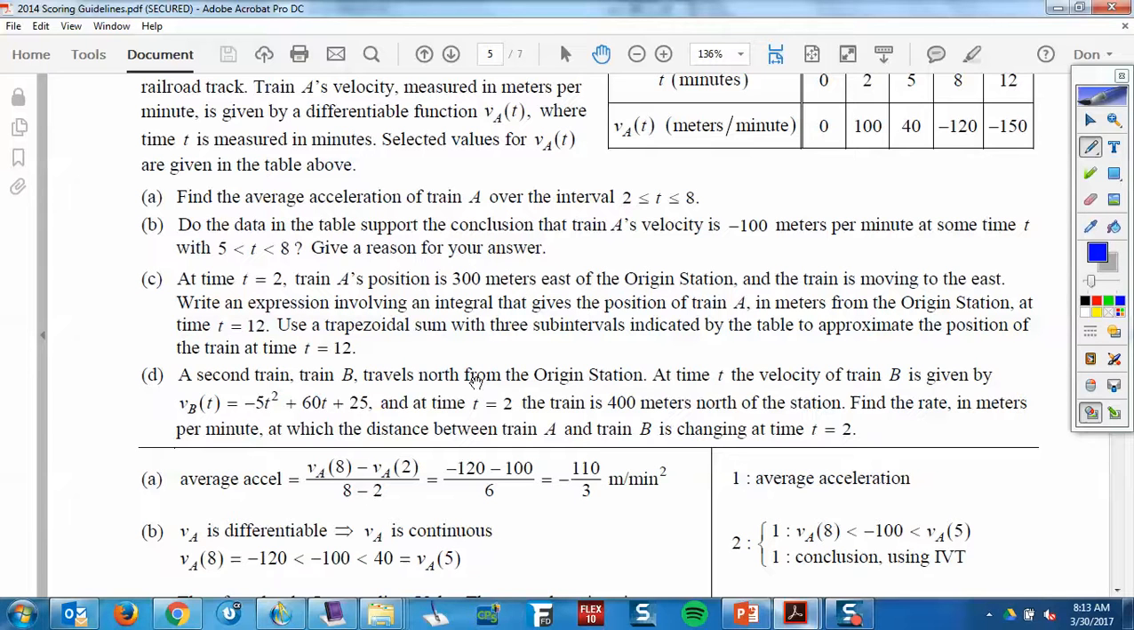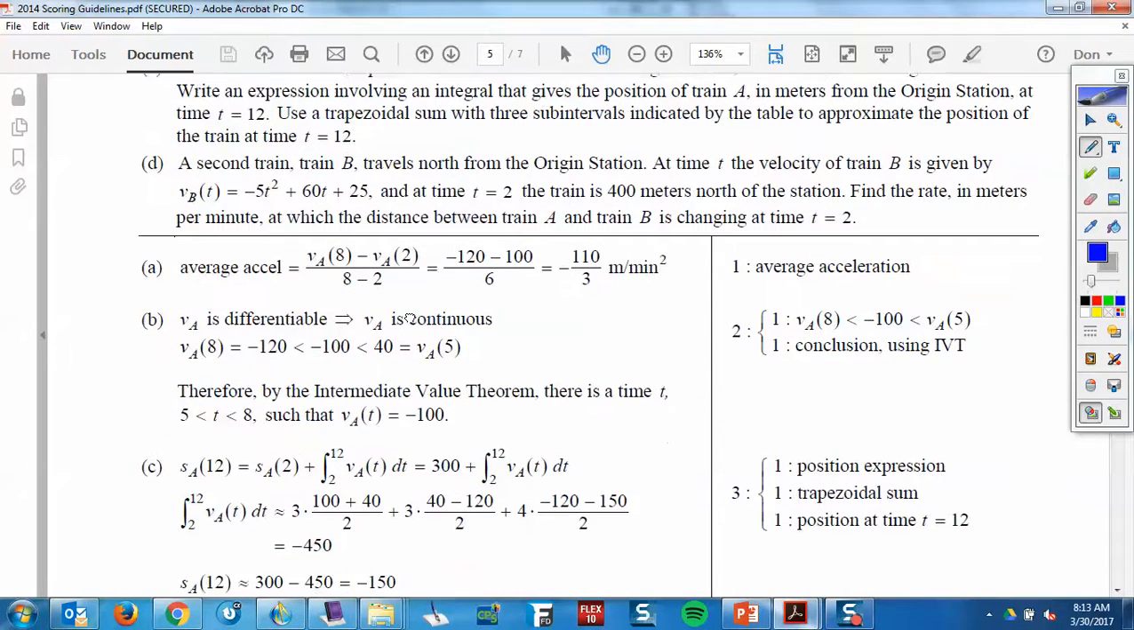That's the key. So you say, since this function is differentiable, we know it's continuous, so therefore the intermediate value theorem says, yes, it will hit negative 100 somewhere. Does that make sense? So you wouldn't have to really state the whole theorem, but if you're going to use this theorem, you're going to have to show the hypothesis is met. Okay, we did part C the other day.